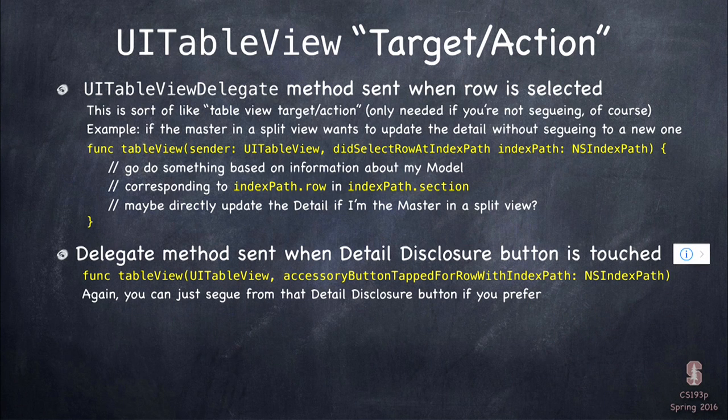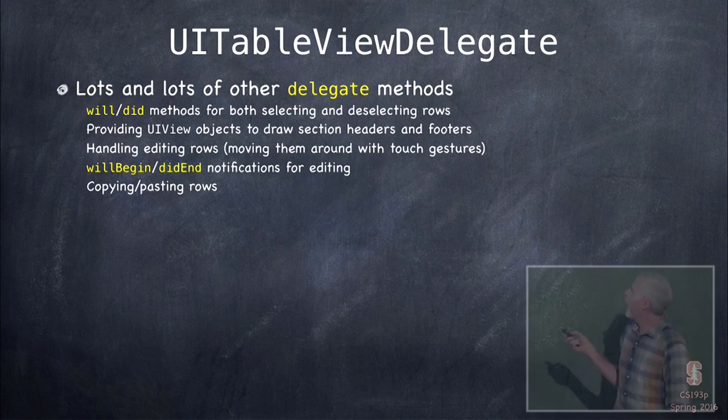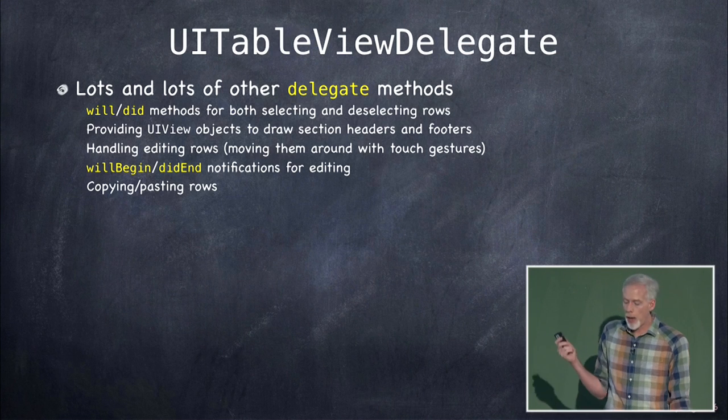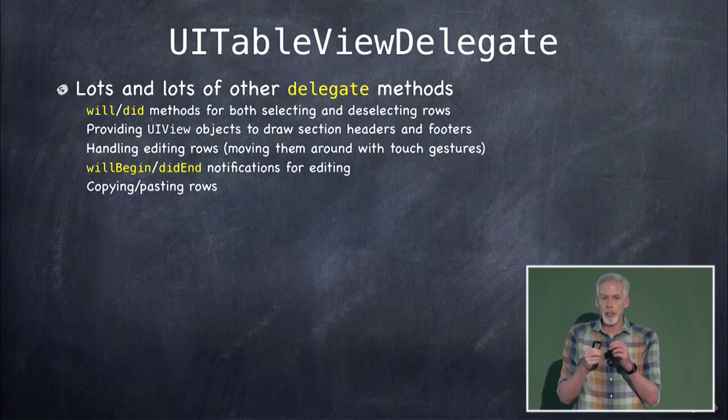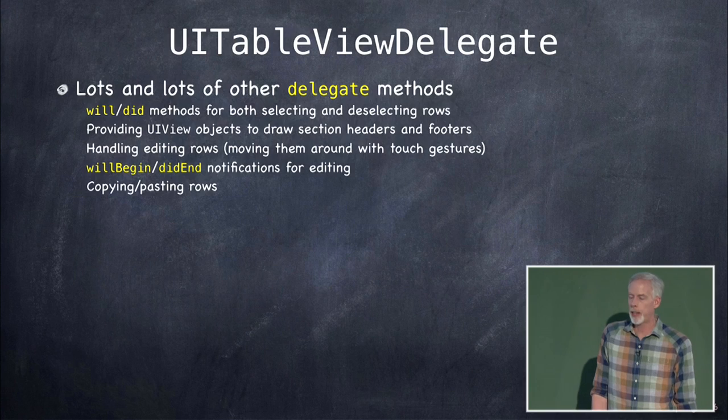Another interesting one is if they press on that little I, the little circled blue I, you'll get this method, accessory button tapped for row with index path. Okay? So you can find out that the I button was pressed. Again, you might be segueing instead, but you can get notified if you want, alternatively. Lots of other methods. I don't really have time to talk about them all. Providing the UI view for headers and footers is kind of a drawing thing, so they do that. The editing and moving the rows, there's not just a data source element to it. There's actually the visual moving of the rows. It gets involved in that kind of thing.